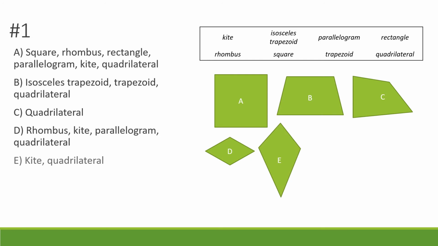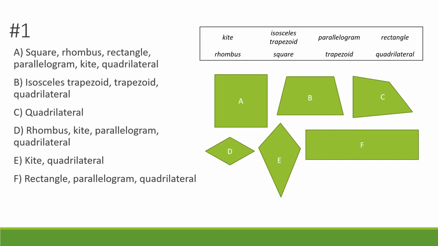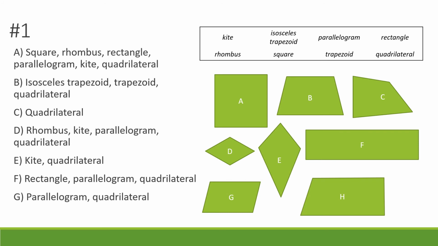We can go through many figures. E is a kite and a quadrilateral. F is a rectangle, which is also a parallelogram and a quadrilateral. G is a parallelogram and a quadrilateral. And H is a trapezoid and a quadrilateral. And sometimes H is called a right trapezoid because it has right angles on 2 of the angles on your right.